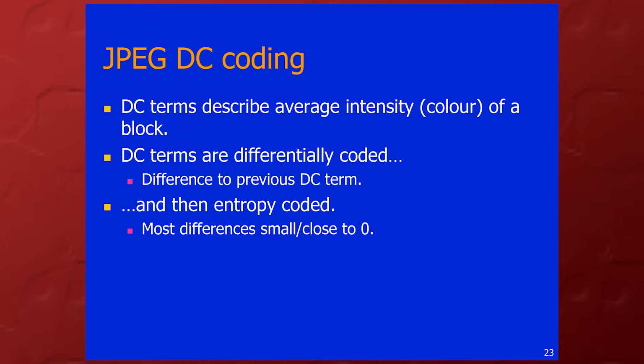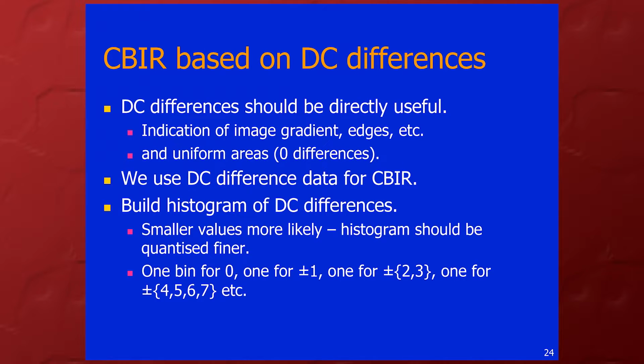When we look again at how the DC coefficients are coded, I mentioned that they're differentially coded. That means they're coded as the difference of the value to the value from the previous 8x8 block. So we have difference data there, and we thought that information should also be quite useful for performing image retrieval, because differences relate to texture information. It also relates to the image gradient, and it gives us some information about, for example, uniform areas. If the difference is 0, everything is the same.